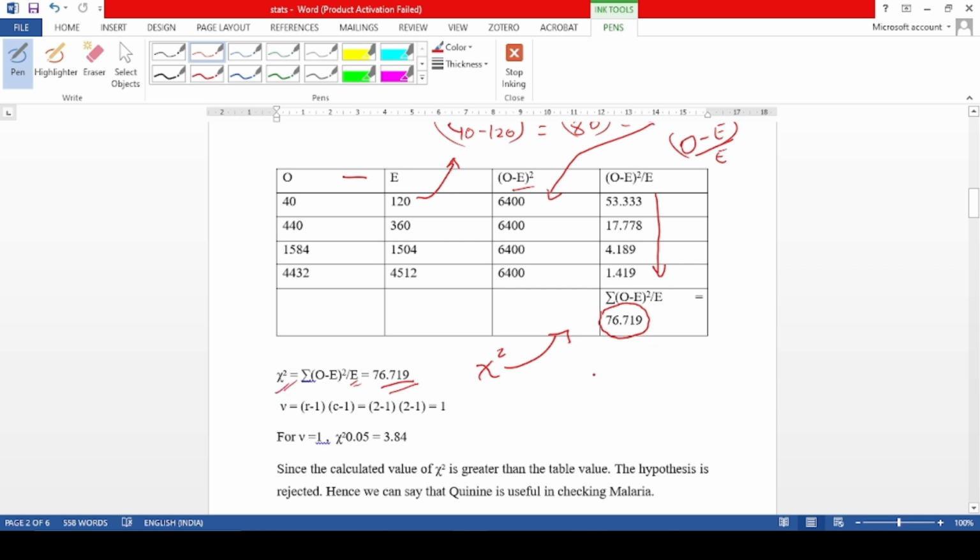Now we have to find a tabulated value, tabular or tabulated. So how do we find this tabulated value? We have to find the degree of freedom for that. Remember, I told you that in chi-square we only need three values: one is the observed value, one is the expected value, and the third is the degree of freedom. We have already found observed and expected. Now we have to find the degree of freedom, which is new. So we go to the main table for that.